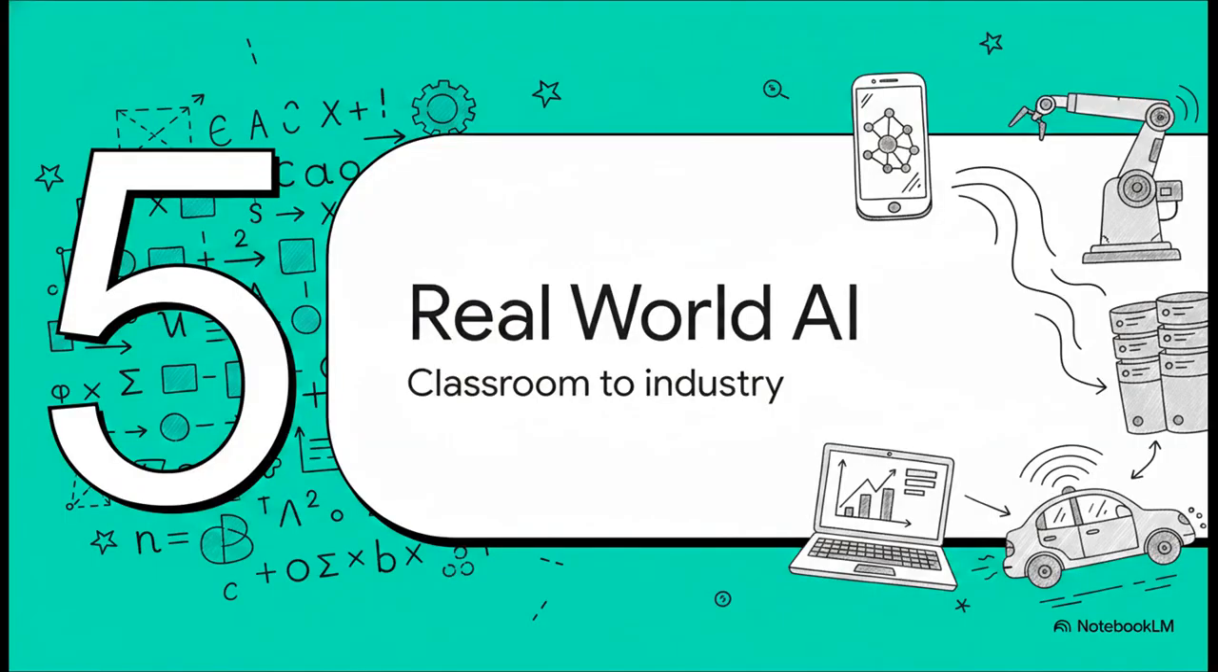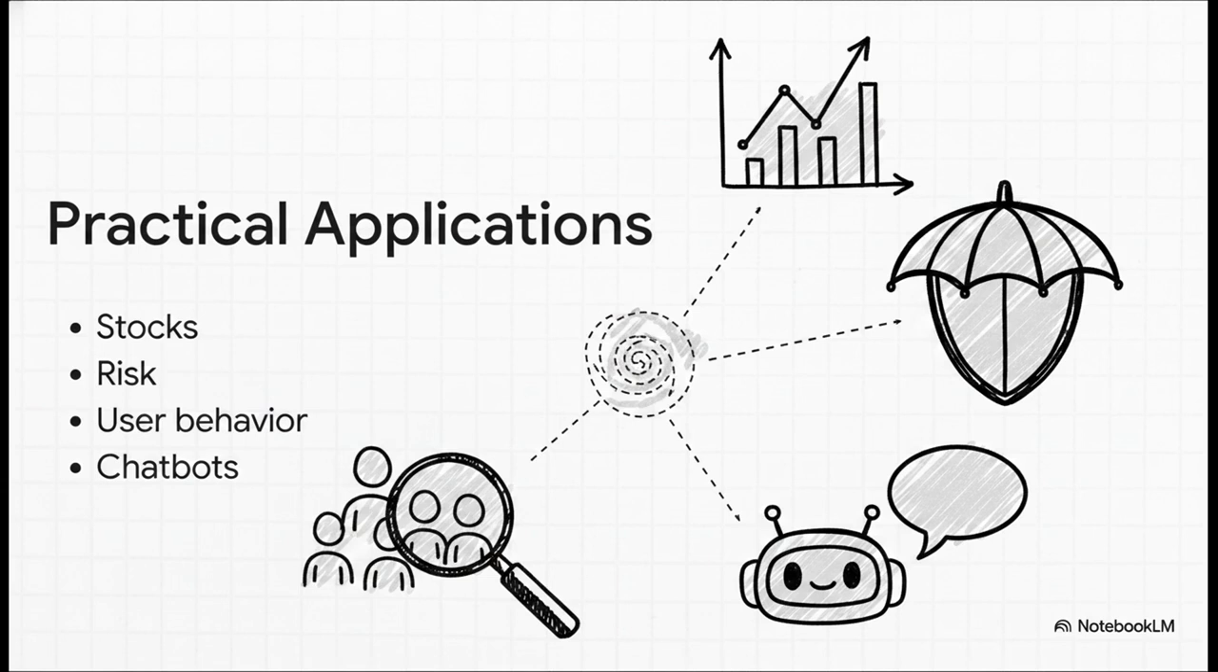And finally, part 5. Real-world AI applications. Taking this from the theoretical classroom to global industry. So, what does this all mean in practice? Well, the practical applications of these mathematical models are vast, and they are reshaping global industries as we speak. We're talking about highly complex stock market prediction models, advanced risk management algorithms in finance, systems that conduct deep customer behavior analysis, and those remarkably conversational chatbots that assist us every single day. All of these rely entirely on the exact math we just broke down.